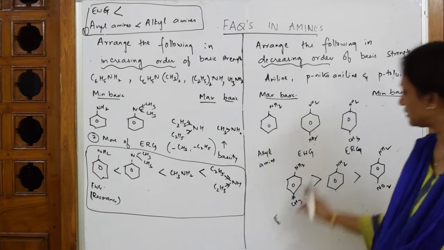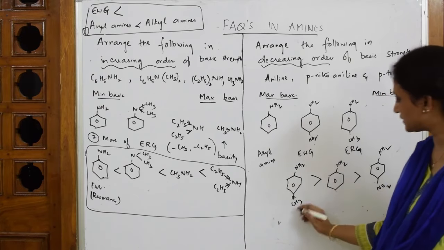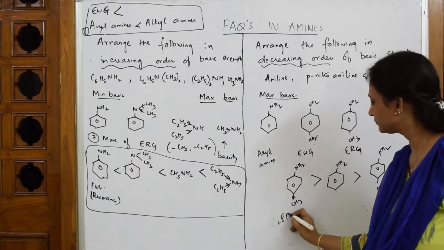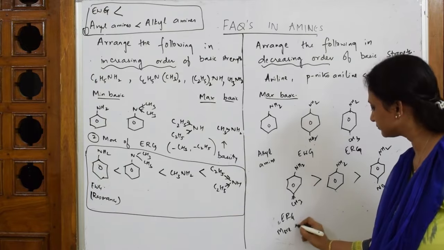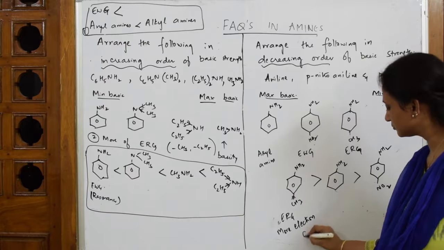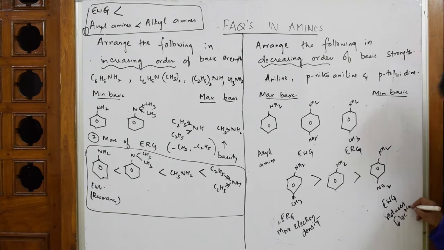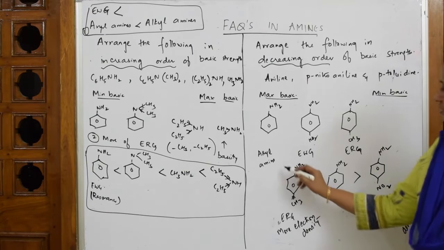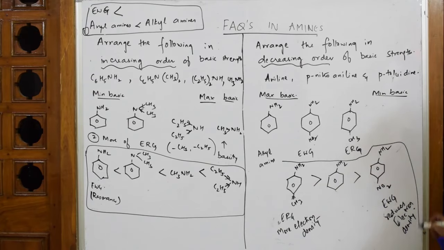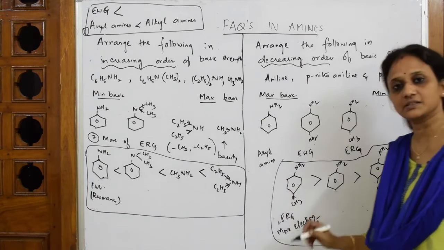So I hope you can understand the reason. You can write the reason here. I've already written: because of the electron releasing group, there is more electron density. Point number 1, an electron withdrawing group reduces electron density. That's it. This is your concept. So please practice it. The concept is clear, and this is how you're going to answer. Once you write, try to put it in a box. That's it. This is your concept.